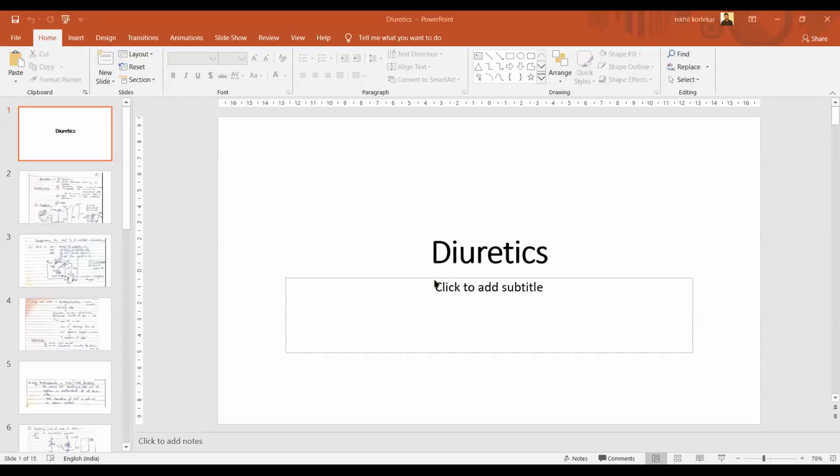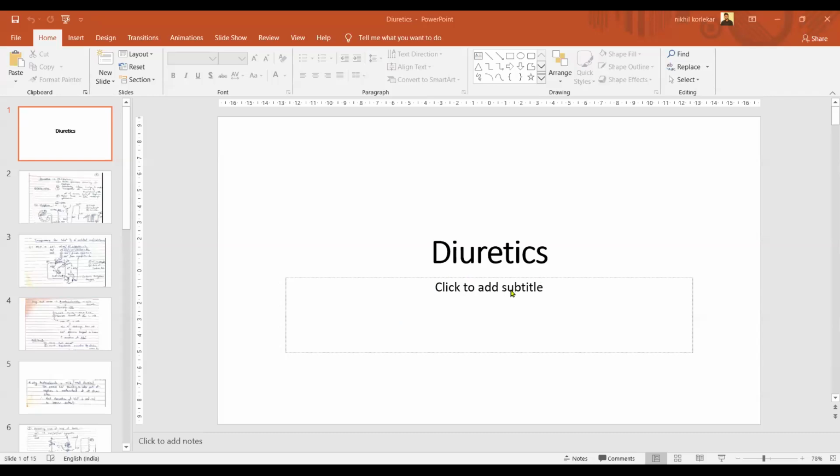Hi, today we are going to learn about diuretics. As the name suggests, these are the drugs which will increase volume of urine. Now it will not only be related to water, it will be more related to the amount of sodium and the amount of other electrolytes which are excreted in urine.